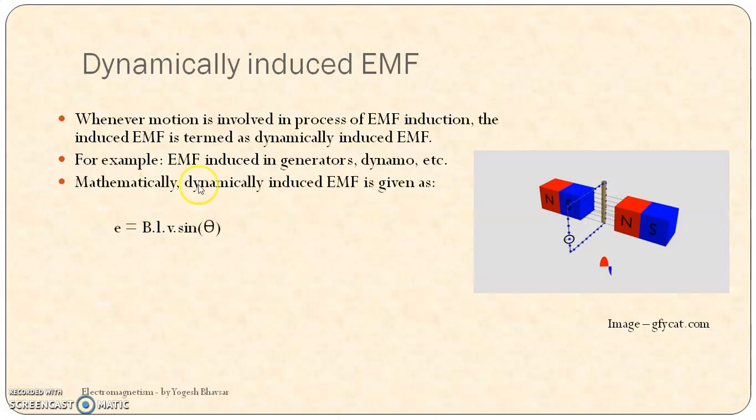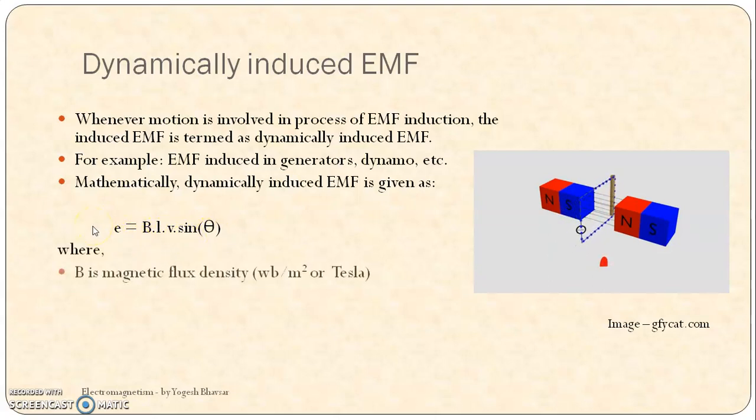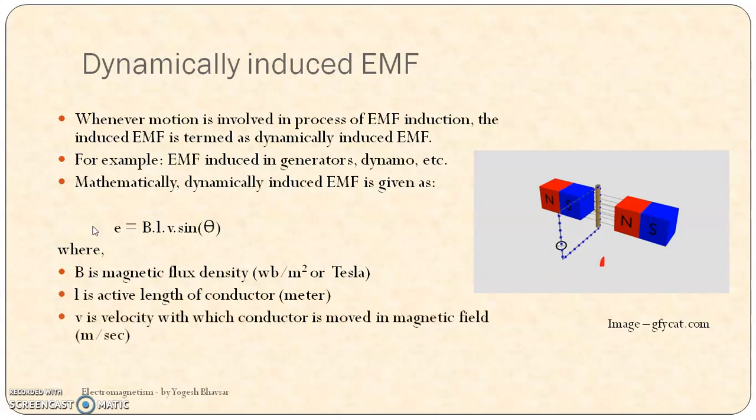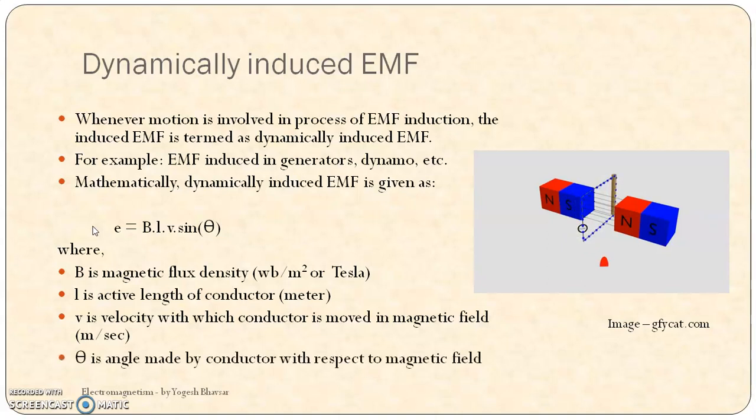Now mathematically, this dynamically induced EMF is given by small e is equal to BLV sin theta, where small e is the EMF induced in the conductor. B is the magnetic flux density, which is measured in Weber per meter square or Tesla. L is the length of the conductor in meters. Small v is the velocity with which the conductor is moved inside the magnetic field, in meter per second. And theta is the angle made by the conductor with respect to the magnetic field, right?